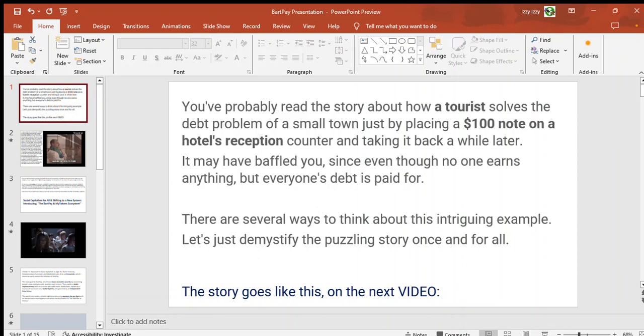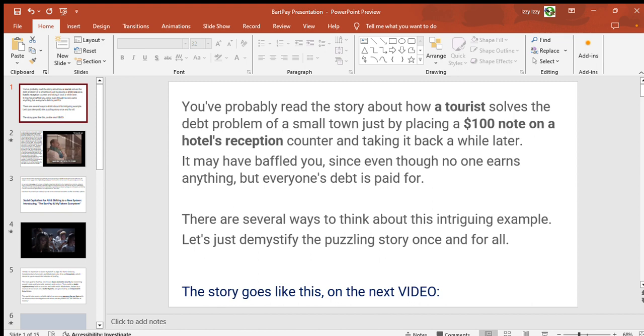Hello everybody. You probably read the story about how a tourist solved the debt problem of a small town just by placing a $100 note on a hotel reception counter and taking it back a while later. It may have baffled you since even though no one earns anything, everyone's debt is paid for. There are several ways to think about this intriguing example. Let's just demystify the puzzling story once and for all.